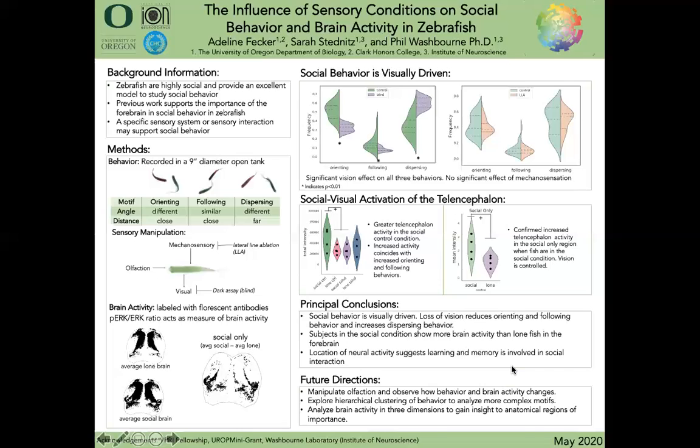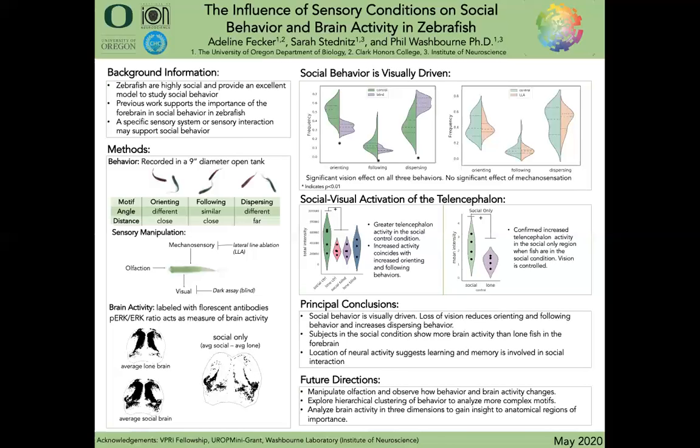And so we can conclude from our results that social behavior is visually driven. When we lose our visual input, there's much less orienting and following behavior and not much change from mechanosensation. We also can conclude that fish that are in the social condition have a greater activity in the forebrain than fish that are by themselves, but vision is definitely an important component of that. And then we can also conclude from our social only region that the location of activity points to regions that are important for memory or learning.